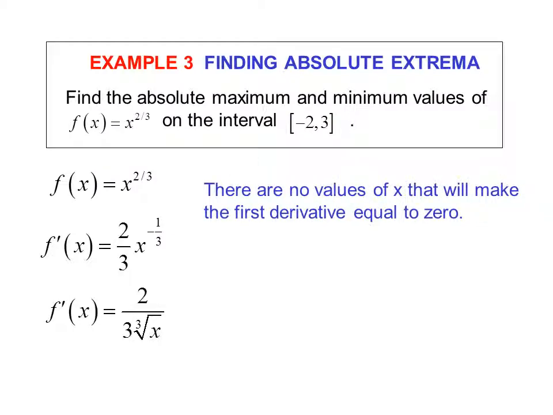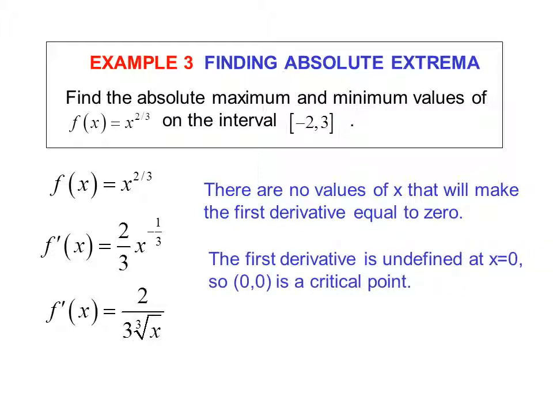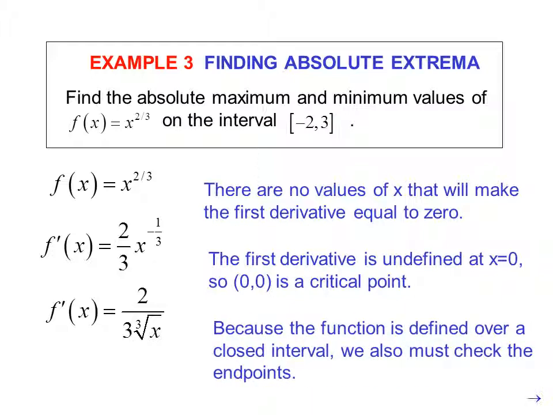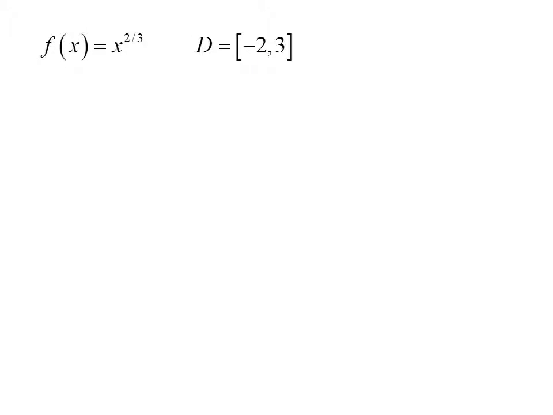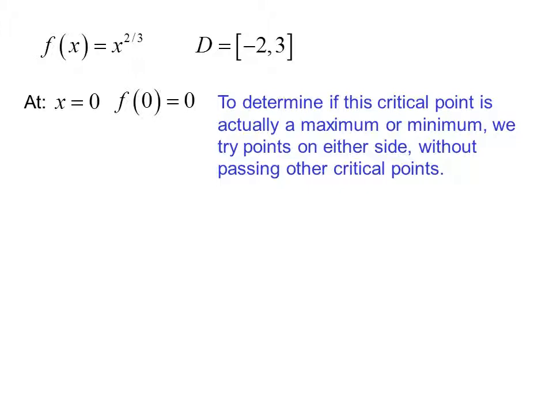There are no values of x that will make the first derivative equal to 0. However, the first derivative is undefined at x equals 0, so (0, 0) is a critical point. Because the function is defined over a closed interval, we must also check the endpoints. At x equals 0, f of 0 equals 0. To determine if this critical point is actually a maximum or minimum, we try points on either side without passing other critical points.